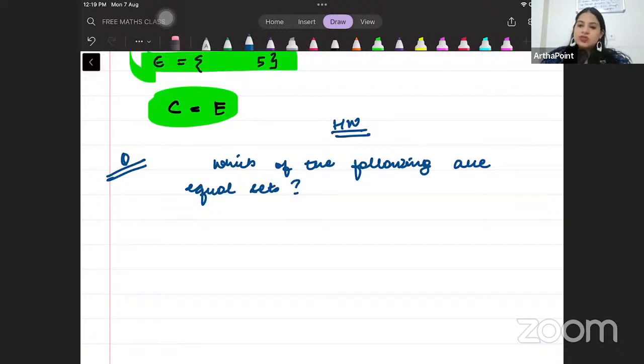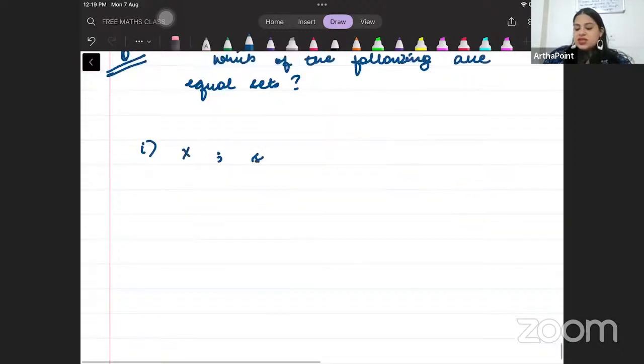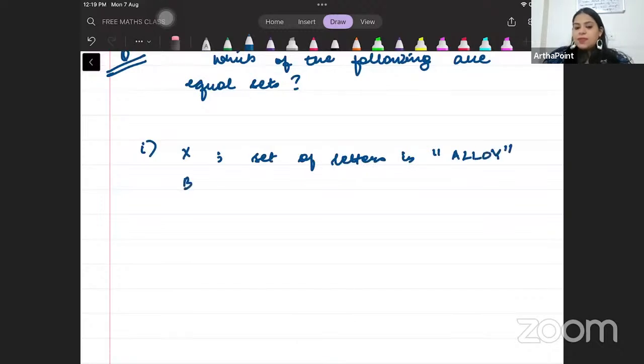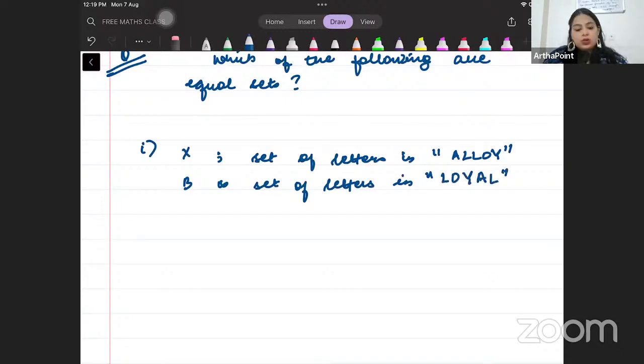So एक लिख लो जरा. First part इसका. So first, A is the set of letters in alloy, right? And beta, B is the set of letters in loyal. You have to tell me whether these are equal sets or not.